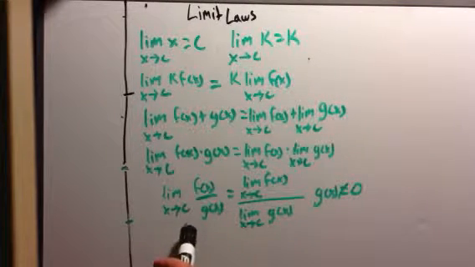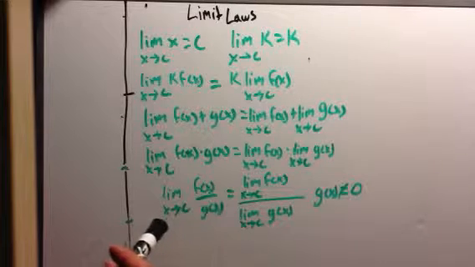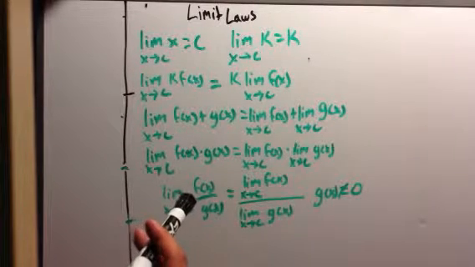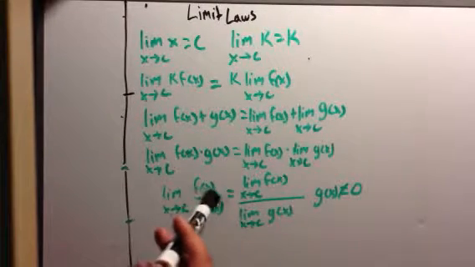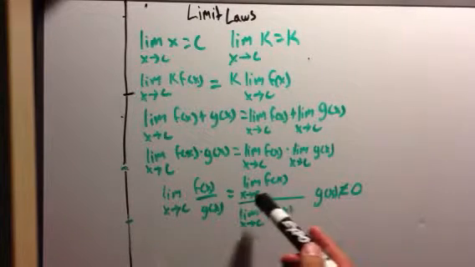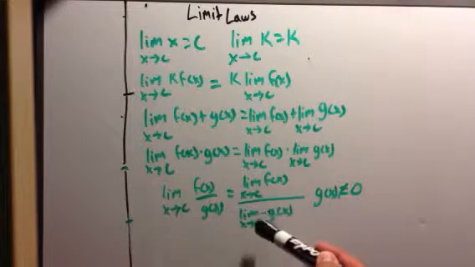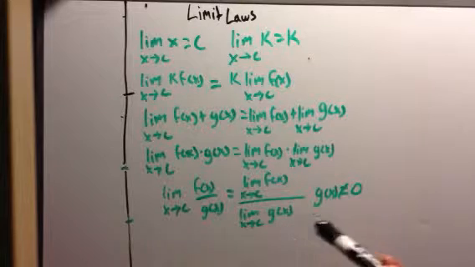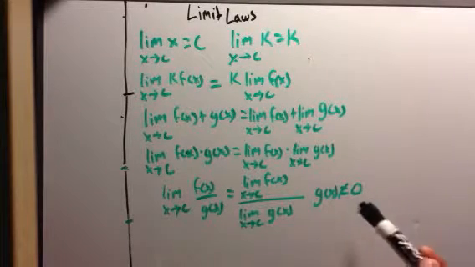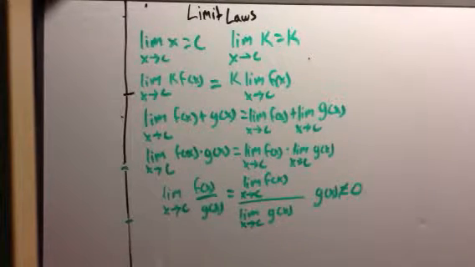And the last one is just the limit as x goes to c of a rational function f of x divided by g of x. All you do is just take the limit as x goes to c of f of x divided by the limit as x goes to c of g of x, as long as g of x does not equal 0. So those are our basic limit laws that we know now.